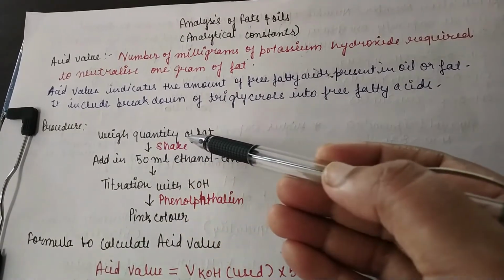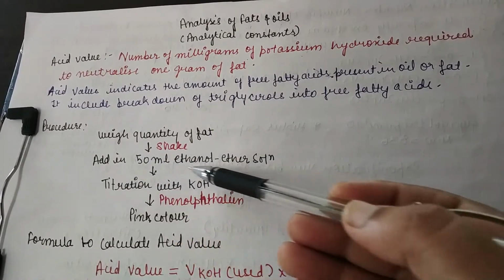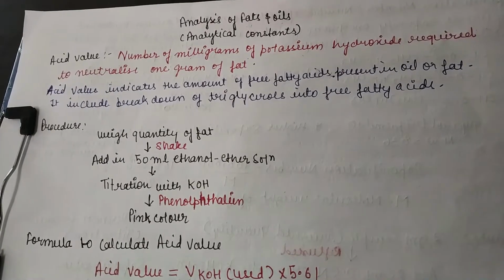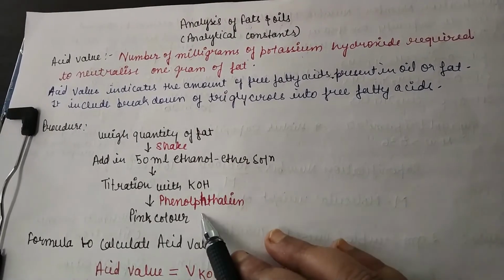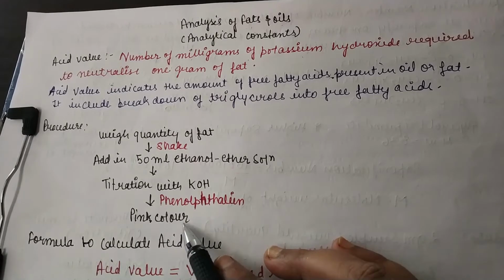A weighed quantity of fat or oil sample is taken. It is mixed in 50 ml of ethanol and ether solution and then titrated with potassium hydroxide in the presence of phenolphthalein. The pink color is the end point in the titration.